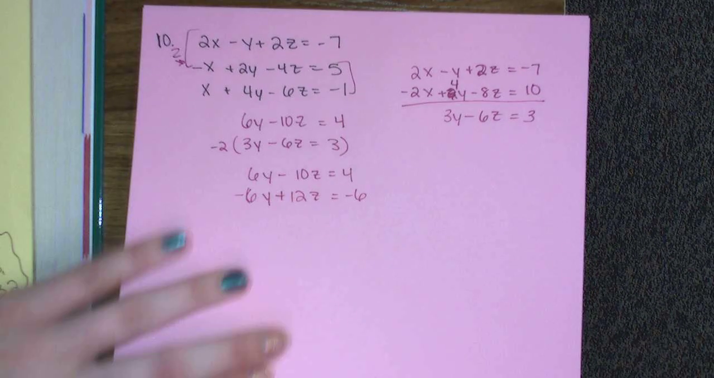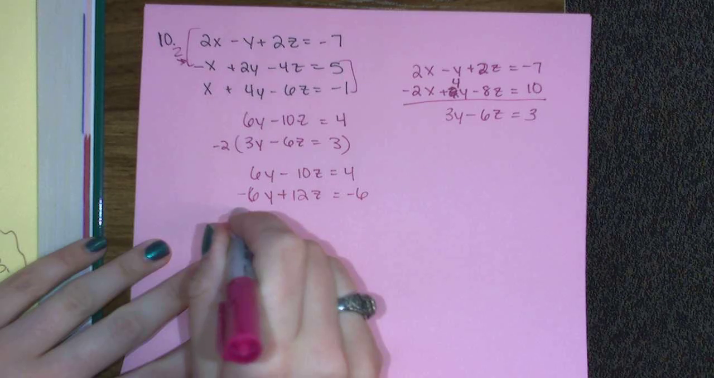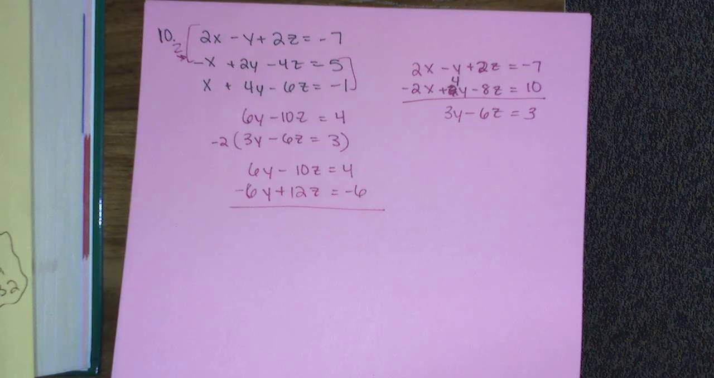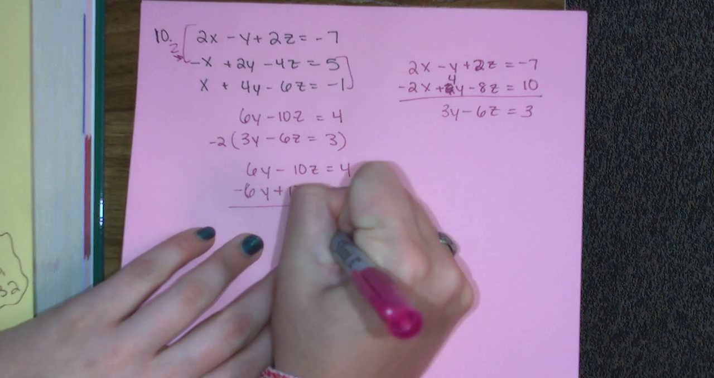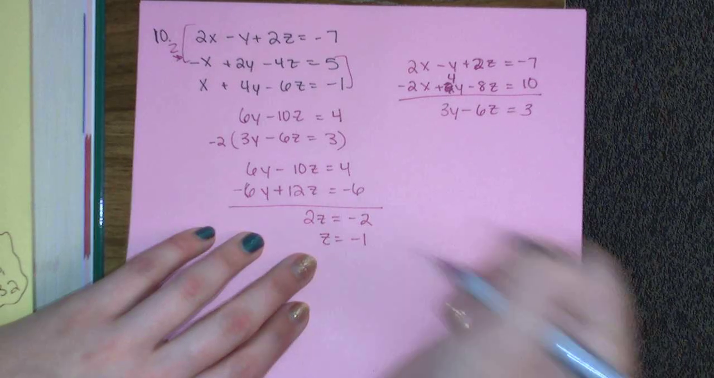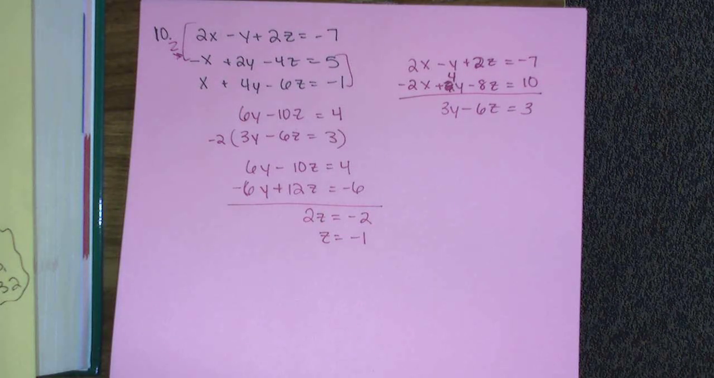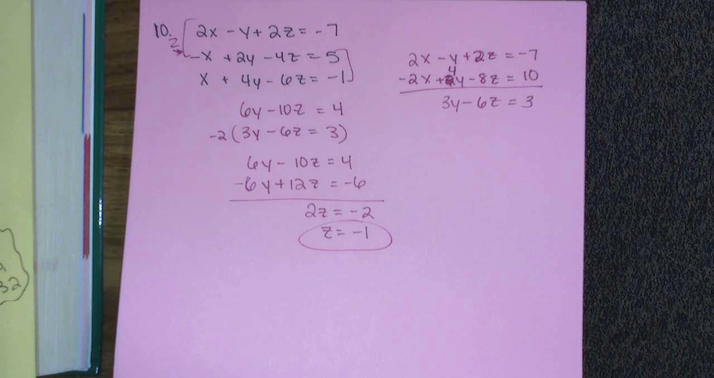Okay, negative 6y plus 12z is equal to negative 6. Now I can get this to be 2z is equal to negative 2, z is equal to negative 1. Okay, so I'm going to circle this so I don't forget where it is.